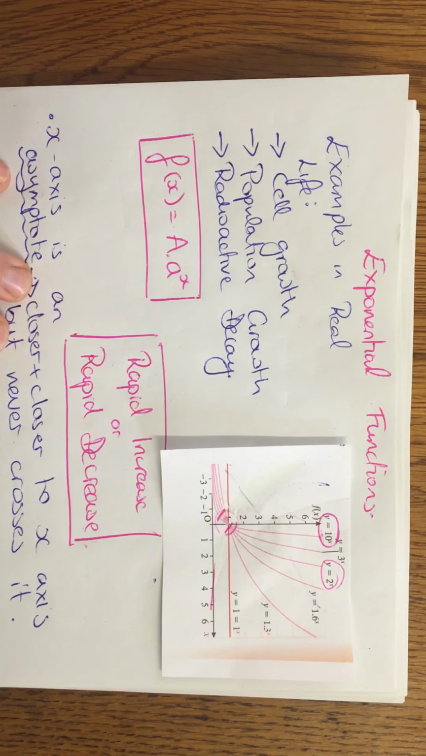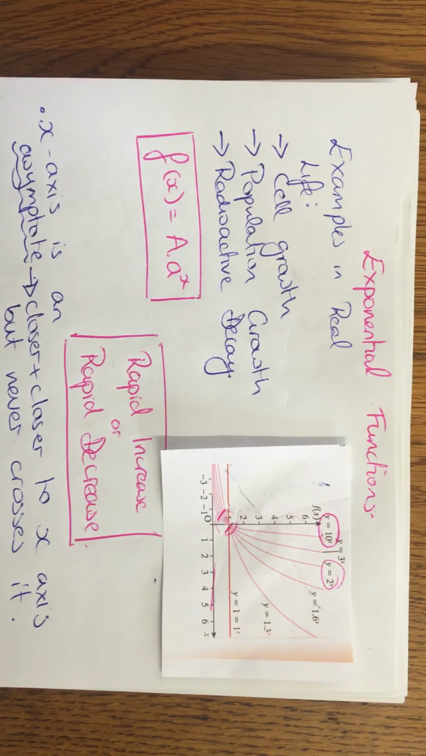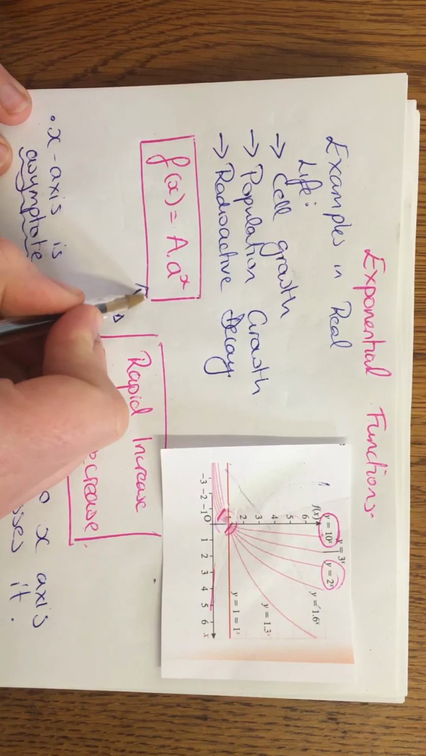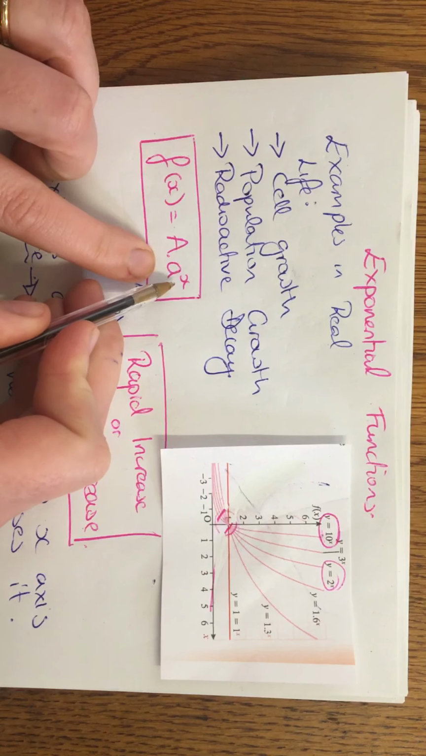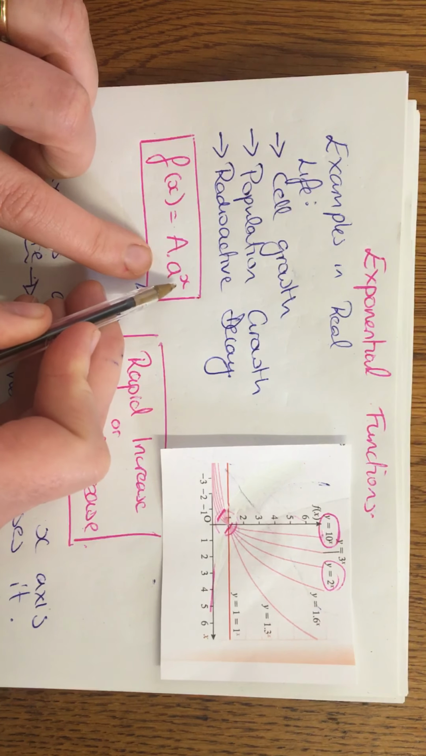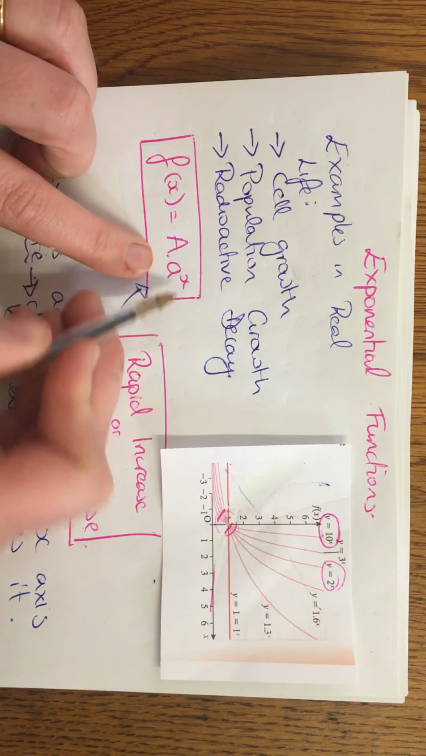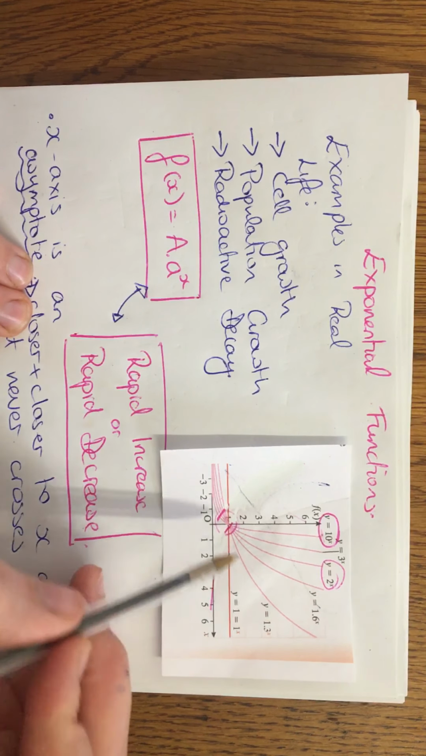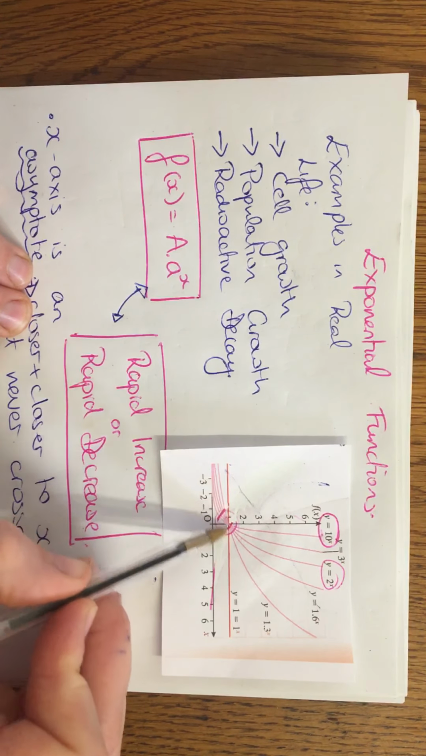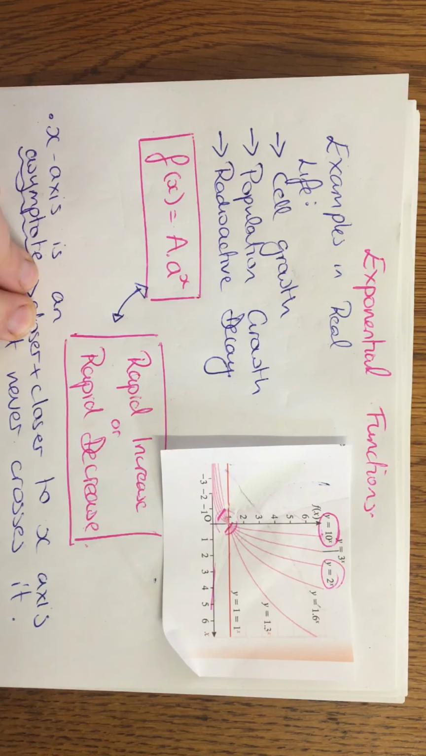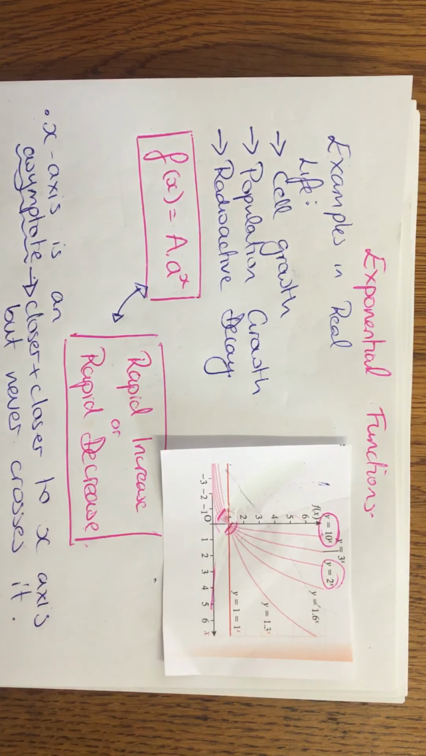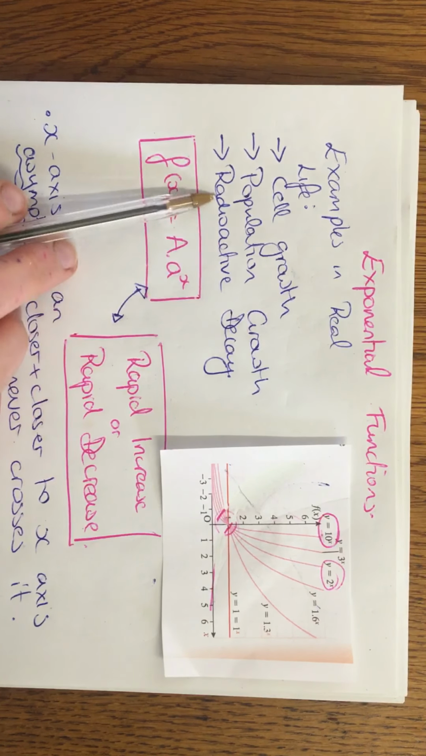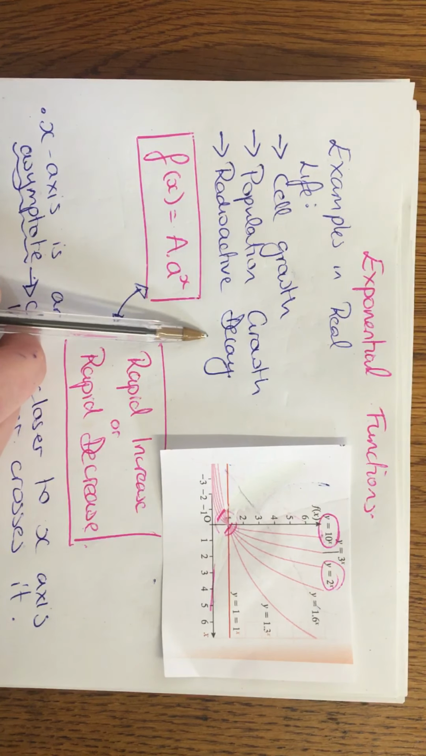So how would you recognize these? The main two ways that I want you to be able to recognize these are, if you look at the function, you'll see that the x is the power up here. Also, there's a rapid increase or rapid decrease. So it starts off fairly flat and then shoots up very, very quickly. What are some examples from real life? Cell growth, how it would be multiplying, population growth, or radioactive decay.